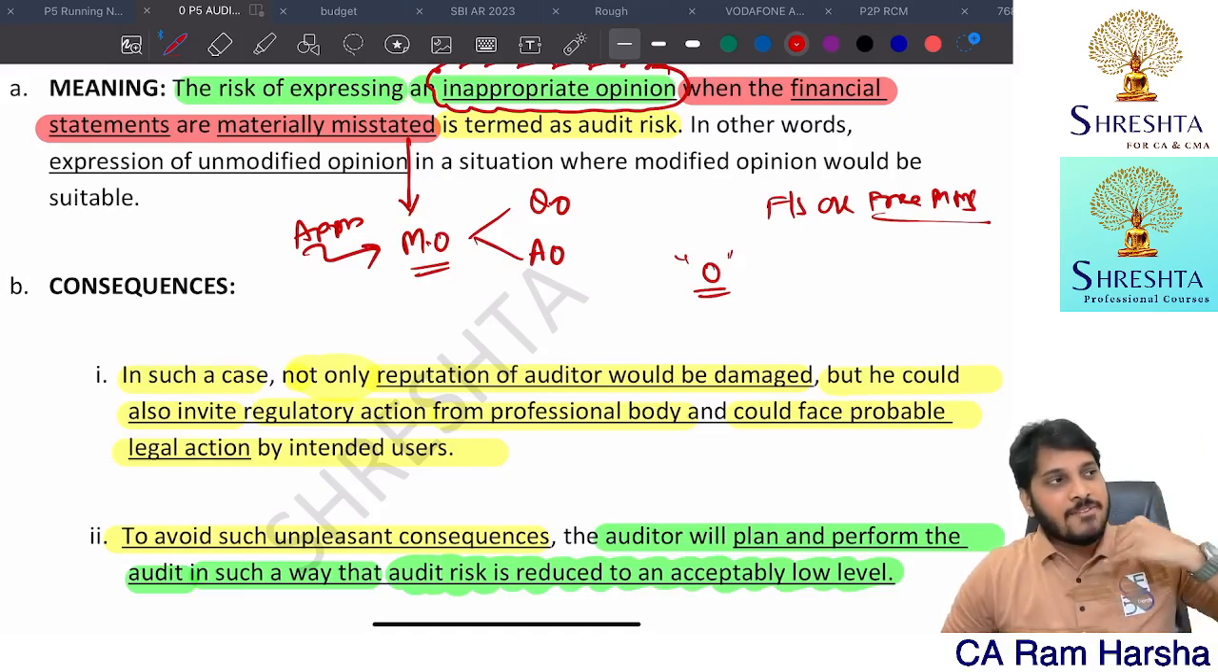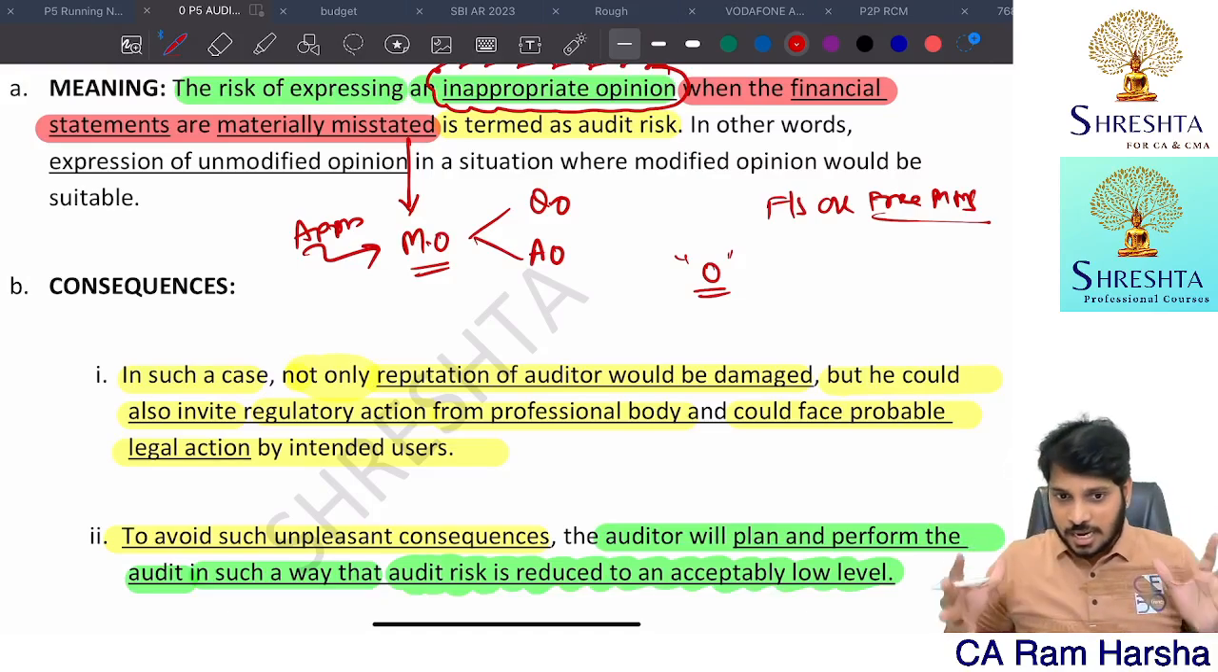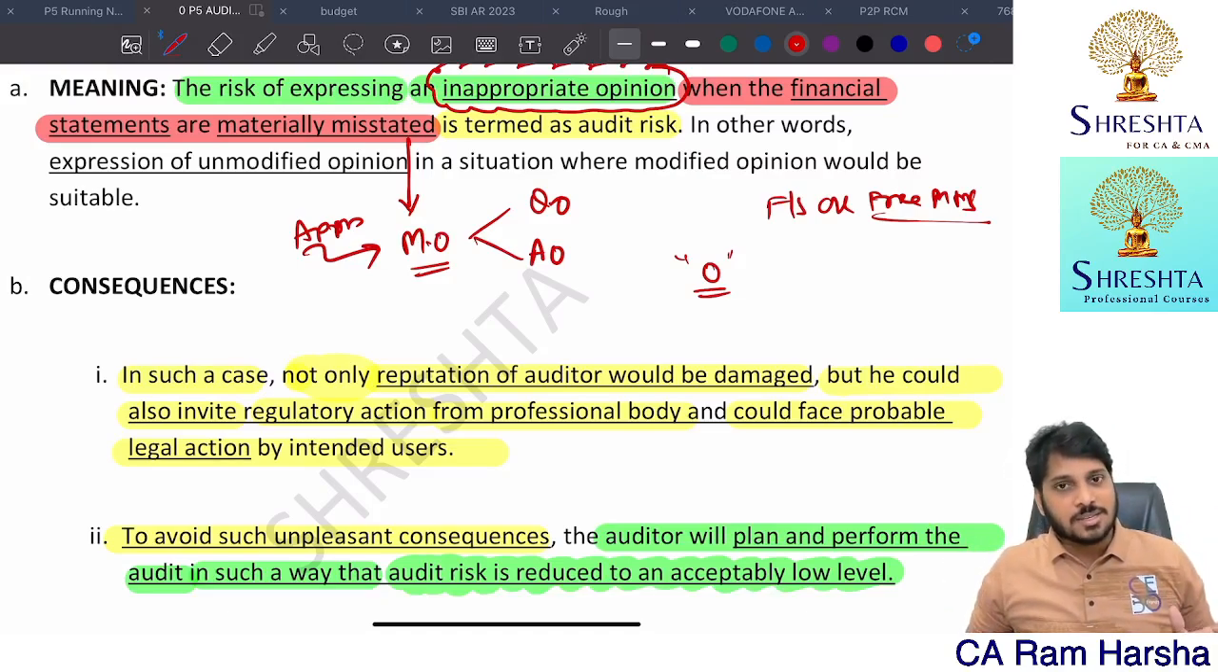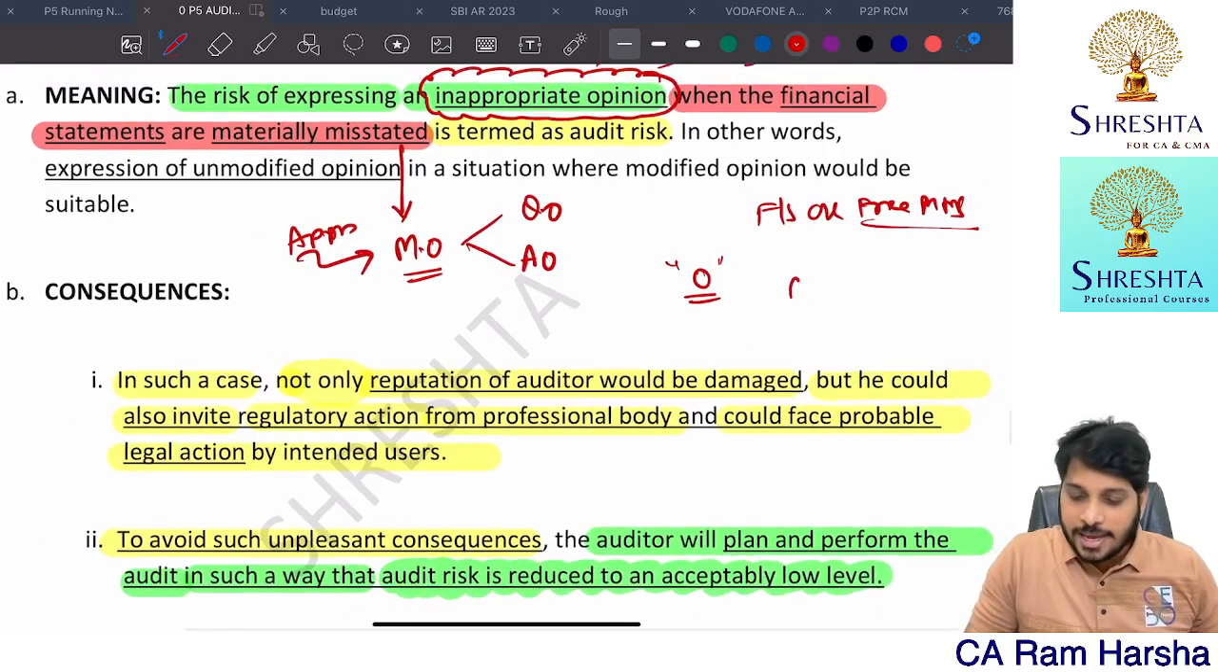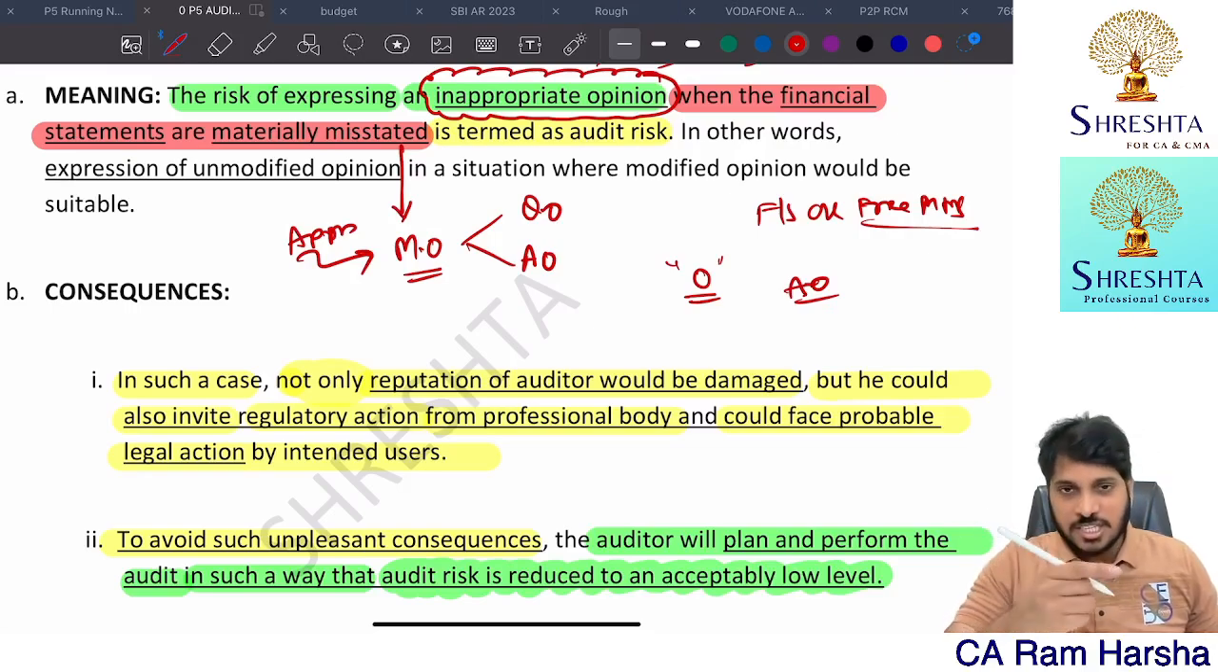Maximum the risk is I will lose the client. Next year he will not come to me. That's the only risk I have. But reputationally, do I have any risk in these kinds of cases? Why I gave adverse opinion? I'm giving reasons also. People are accepting the reason. In the basis for adverse opinion section, I give clearly the reason.